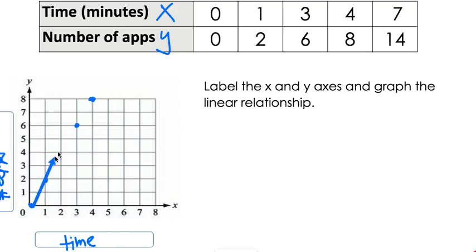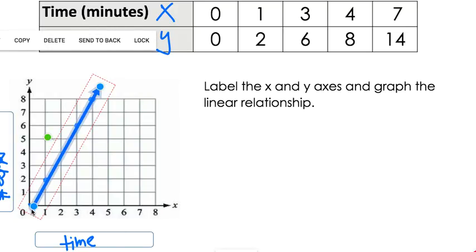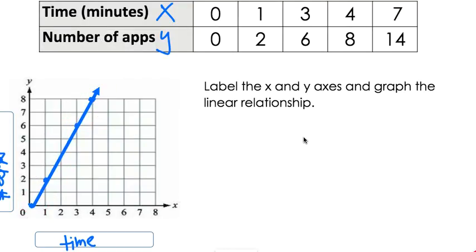And then I just connect my points and make my line. If it creates a straight line, now if you had a point out here, it's either not linear or you graphed something wrong. You should never have anything that's zigzaggy or curved. They're always straight lines. Okay. If you have a straight line, it's a linear relationship. If you have a constant rate of change, it's a linear relationship.